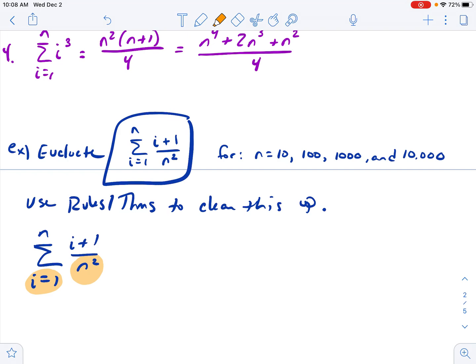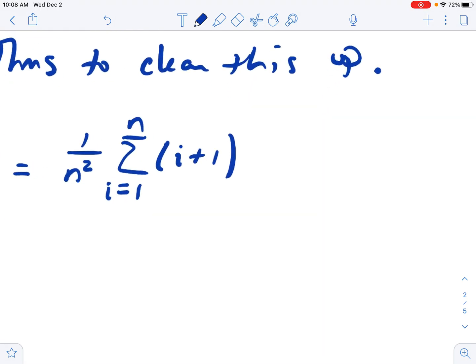So the first thing I'm going to do is factor out the constant, which in this case is actually 1 over n squared. That's not the variable here, i is. So I'm taking out 1 over n squared, and this now becomes the summation as i goes from 1 to n of i plus 1. Okay?